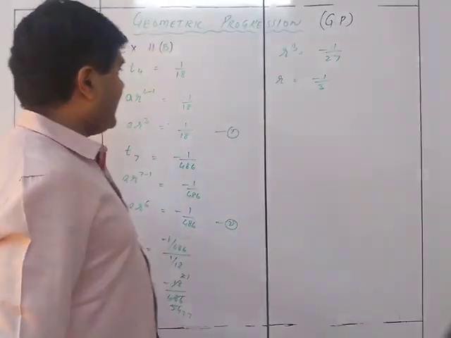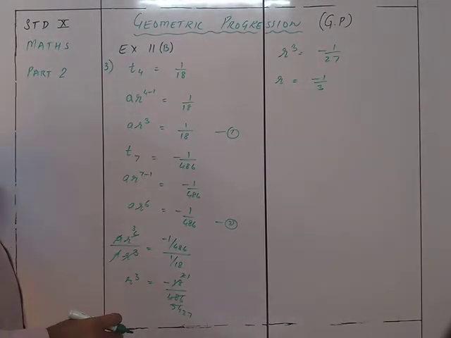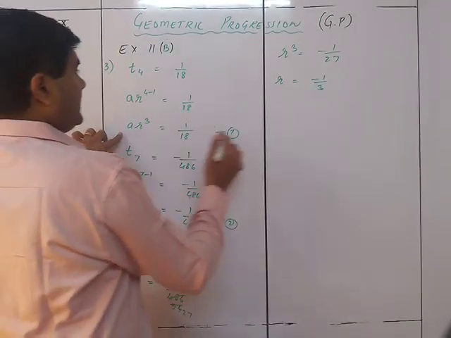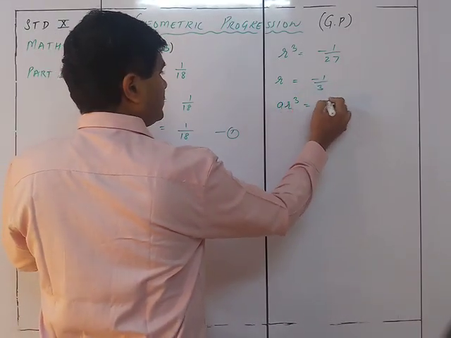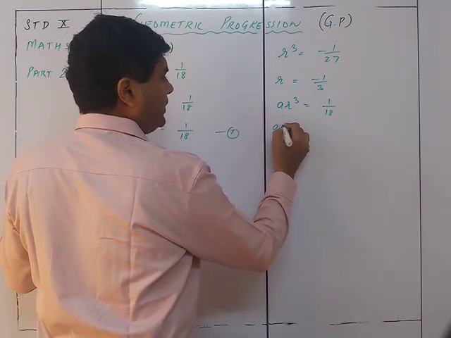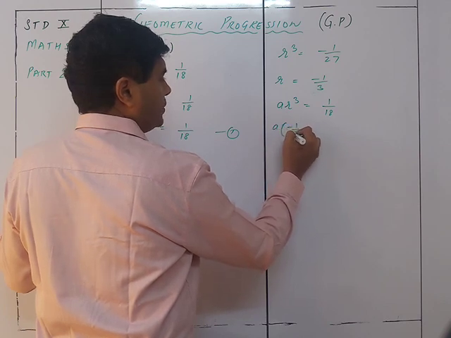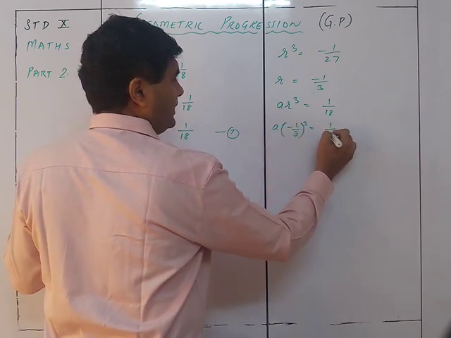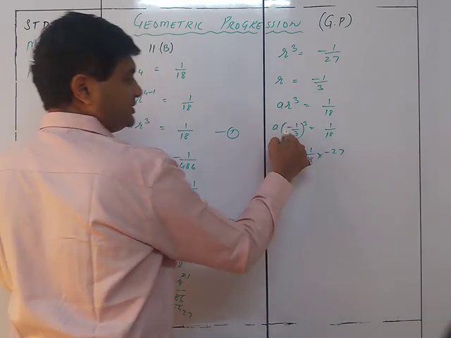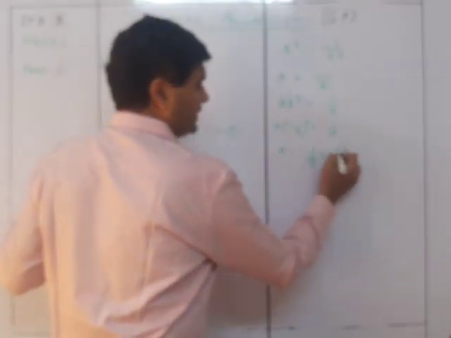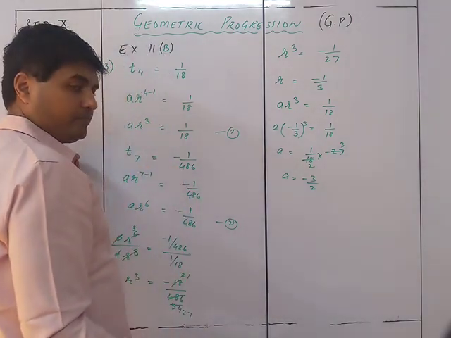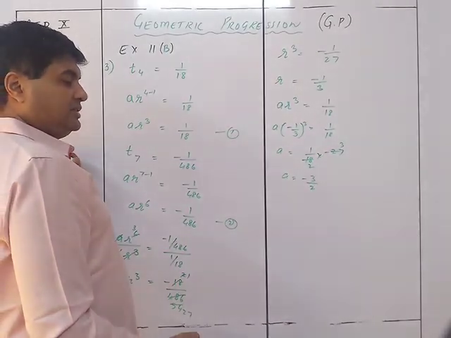So now we know R. Now we need to find out the GP. So we need to take A first. So we know here that A r raised to 3 is equal to 1 upon 18. So A into minus 1 upon 3 the whole cube is equal to 1 upon 18. So A is equal to 1 upon 18 into minus 27, because this is 27. It goes here, 9 2s are 18, 9 3s are 27. So A is equal to minus 3 upon 2. Okay, A is minus 3 upon 2.